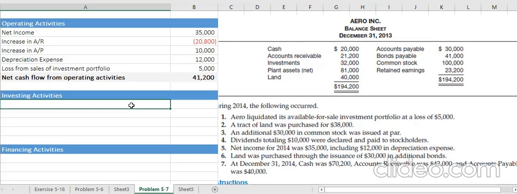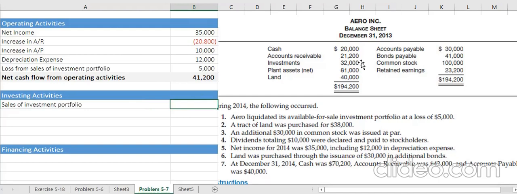We had made sales, so I will write here sales of investment portfolio. Now, although the worth of this portfolio was $32,000, we sold it at a lesser value. How much less? 5,000 less. If I subtract 5,000 from 32,000, the remainder would be $27,000. It means that when I sold the portfolio whose worth was $32,000, I received only 27,000.